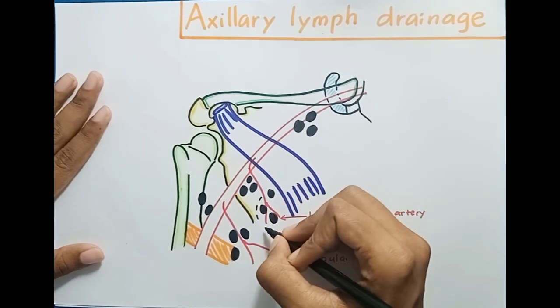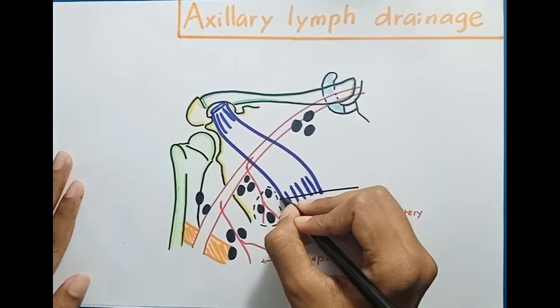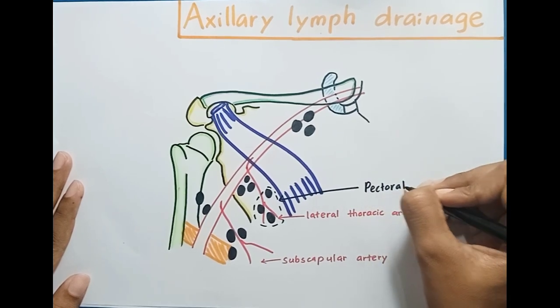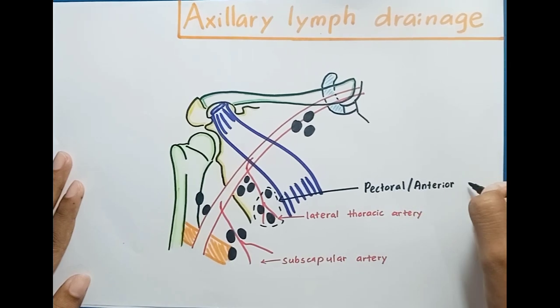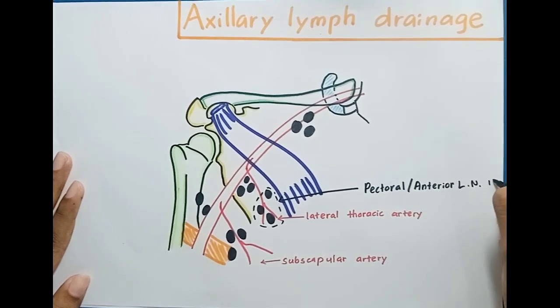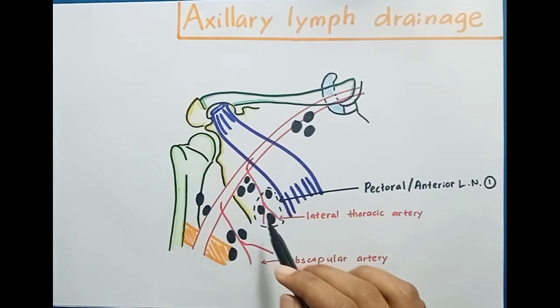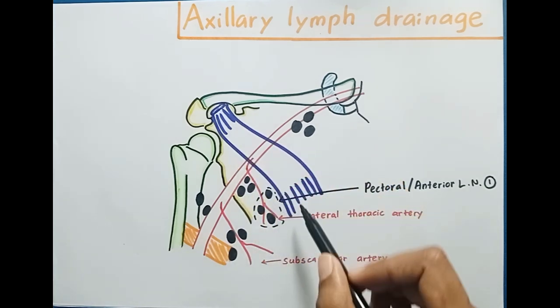So here you can see the pectoral lymph nodes, the first group, pectoral, or we also call it as anterior lymph nodes. So this is the first group. As you can see here, these pectoral lymph nodes are situated along the lateral thoracic artery and behind the pectoralis major muscle and also along the lower border of this pectoralis minor muscle.